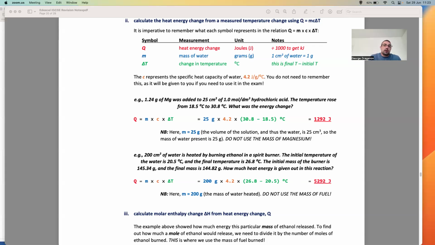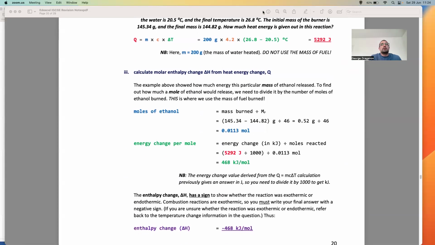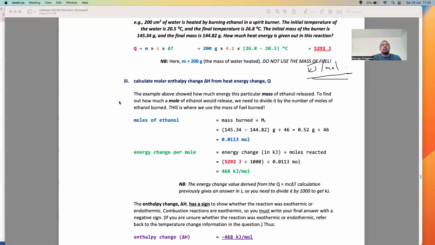The next stage is to calculate delta H, which is called enthalpy change. Now, the units of enthalpy change are going to be kJ/mole. As the unit implies, it will be the energy divided by the moles of whatever you've reacted or burnt. So suppose we're doing this one, the ethanol spirit burner one. So if I scroll up a bit.